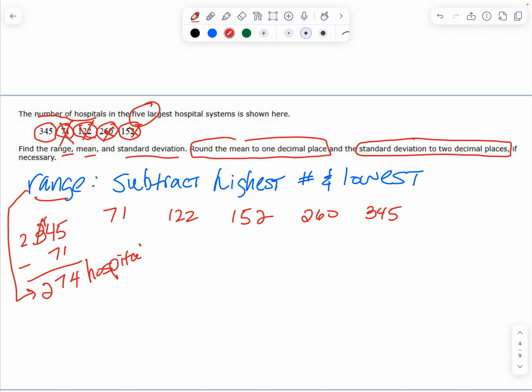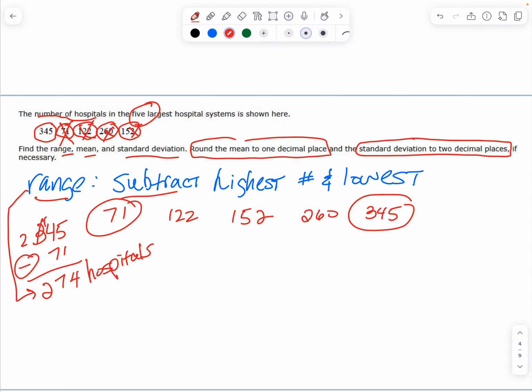The range is just the difference. That's what subtraction means. It's the difference between the highest number of hospitals in that particular system and the lowest number of hospitals in that other particular system. So 345 minus 71, and we're good with 274.